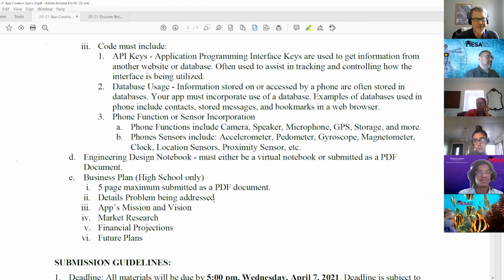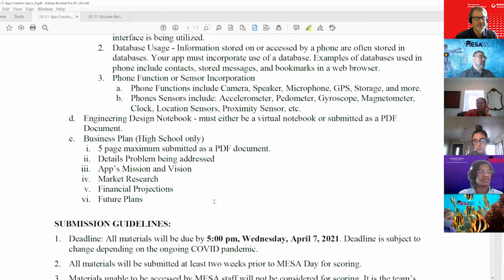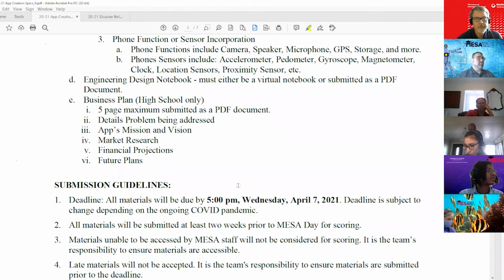Excellent. And then for our high school folks, and this is part of Technovation also, they separate between middle school and high school, or they call it the junior and senior divisions, is the business plan, right? So this is that next step. You're more than just a coder and a designer. You're also a business person, right? You may want to make money and monetize your invention or your innovation. So you've got a 5-page maximum where you'll submit a PDF document that details the problem that's being addressed, right?